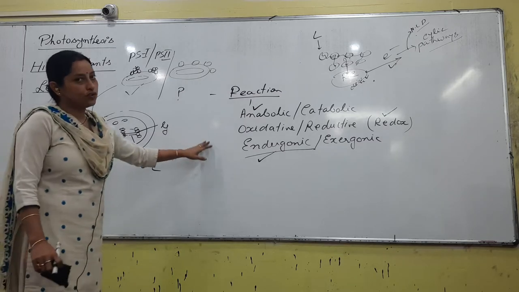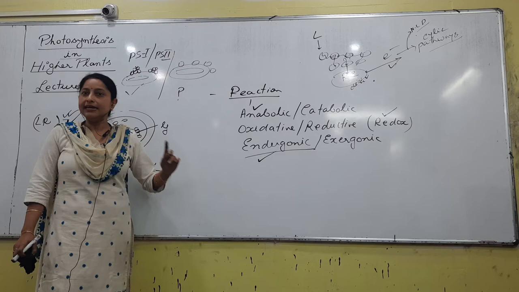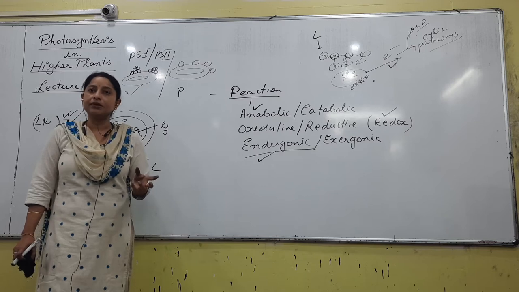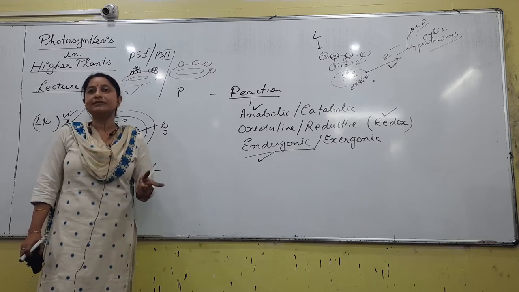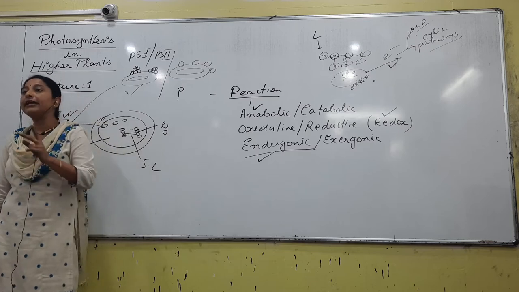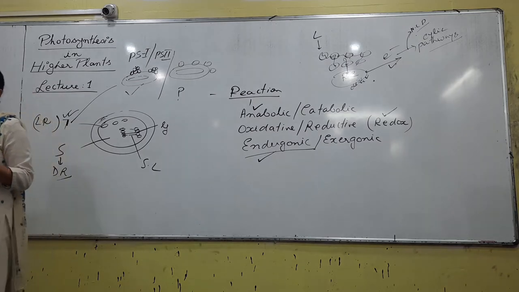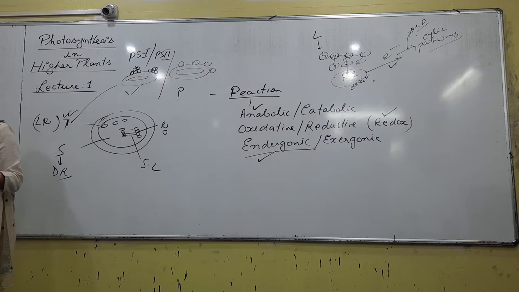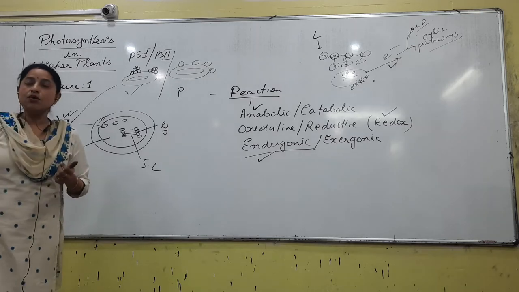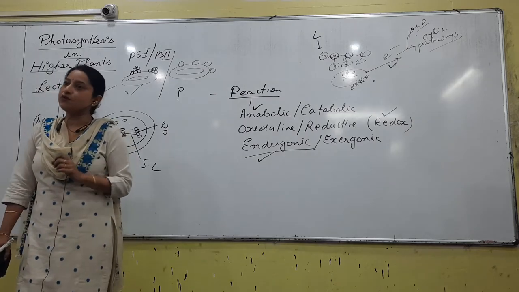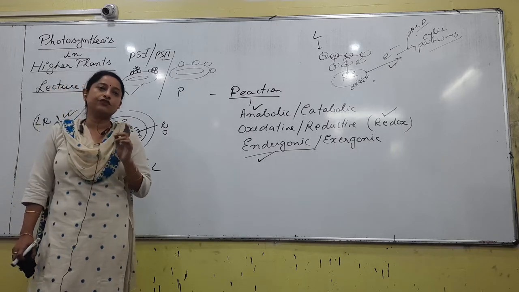So for cyclic and non-cyclic reactions, we have two words, phosphorylation and photophosphorylation. Photophosphorylation means the production of ATP in the presence of light. Phosphorylation is the production of ATP. The process of formation of ATP from ADP is called phosphorylation. Phosphorylation is of two types. Either ATP will be produced in the presence of oxygen or it will be produced in the presence of light. If it is produced in the presence of light, we use the word photophosphorylation. If ATP is produced in the presence of oxygen, it is called oxidative phosphorylation.